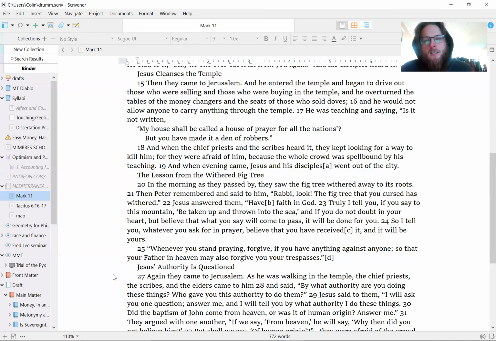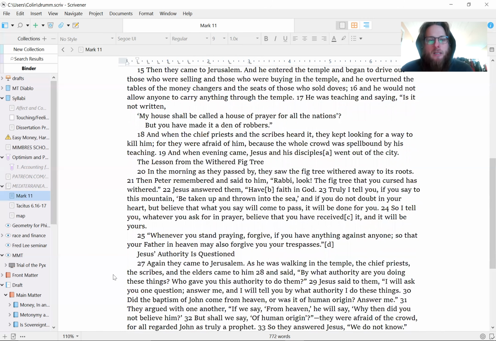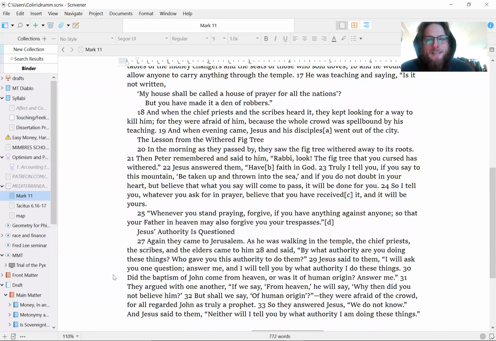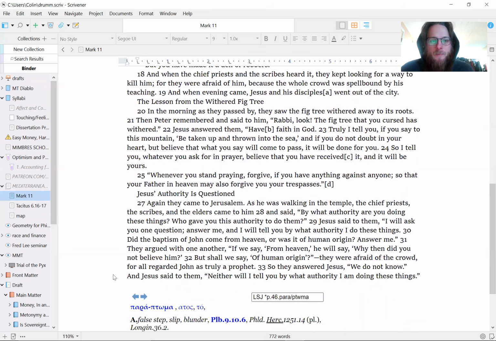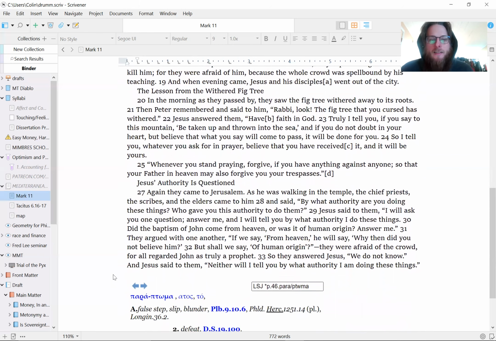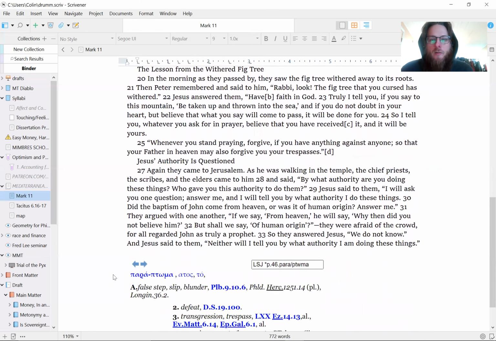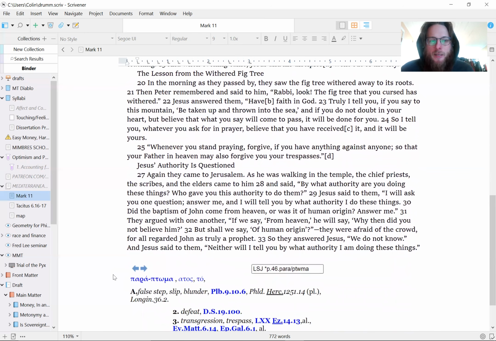And when the chief priests and the scribes heard it, they kept looking for a way to kill him, for they were afraid of him, because the whole crowd was spellbound by his teaching. And when evening came, Jesus and his disciples went out of the city. So now they returned to the fig tree. In the morning, as they passed by, they saw a fig tree withered away to its roots. Then Peter remembered and said to him, "Rabbi, look, the fig tree that you cursed has withered."